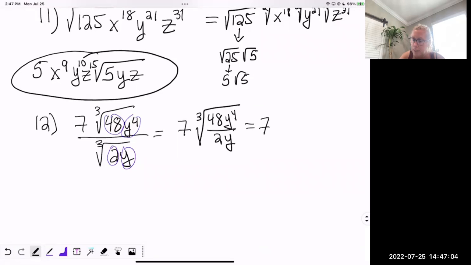Okay, so when I simplify it, I get the cube root. 48 divided by 2 is 24. Y to the 4th divided by y is y to the 3rd. I don't have a denominator anymore. Awesome. So now we got down to a little root. Now, how can I simplify this? Y to the 3rd is a perfect cube, but 24 is not a perfect cube. Can we find a perfect cube in 24? 6 times 4 is 24, they're not perfect cubes. 8 times 3 is 24. 8 is a perfect cube. So 7 cube root of 8.